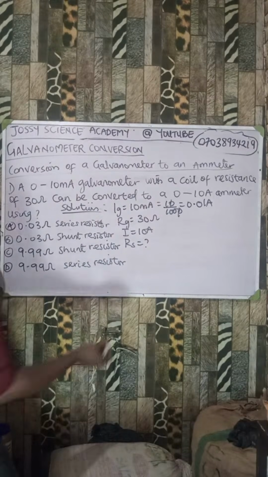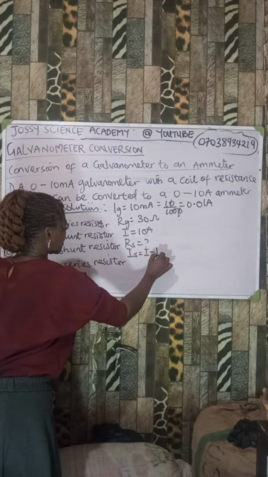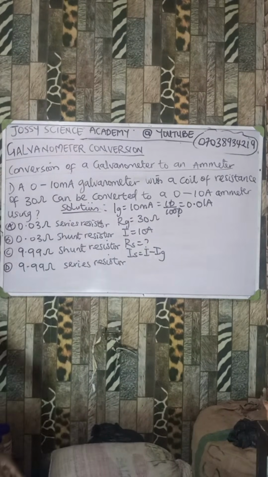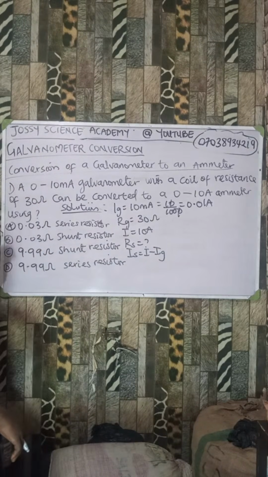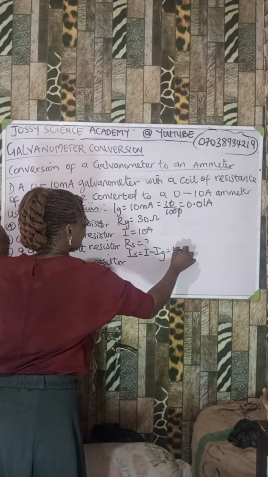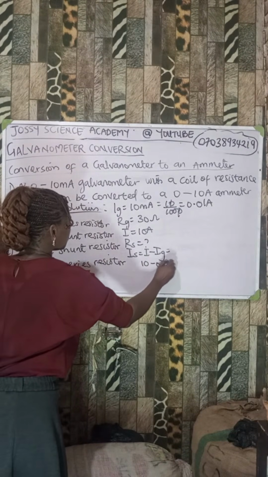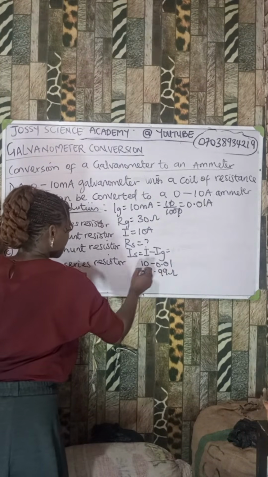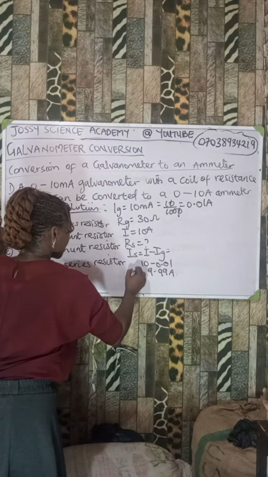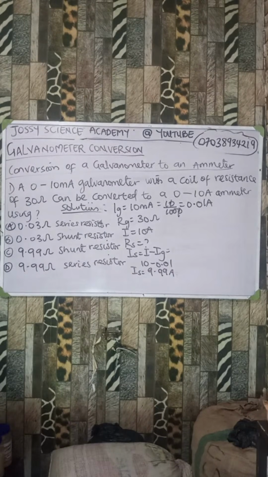We don't even have the current of the shunt. For us to get the current of the shunt, we are going to say this is the total current minus the current of the galvanometer. From what I explained from that diagram, the total current is 10 minus the current of the galvanometer, which is 0.01. So this is 10 minus 0.01. That will give me 9.99 amperes. Please, am I correct?